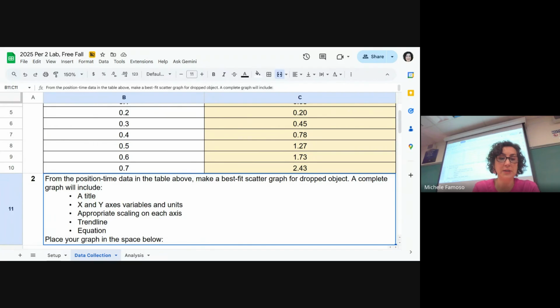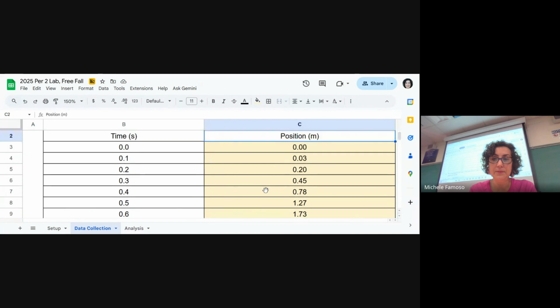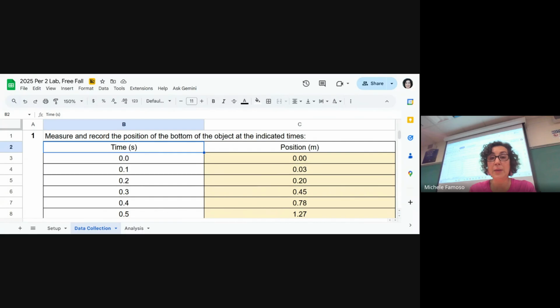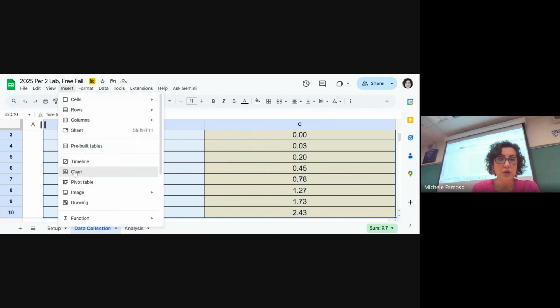You remember how to do this? So let's select all that data, starting with time and position. You do need the column headings. Select the data, go to Insert, Chart.